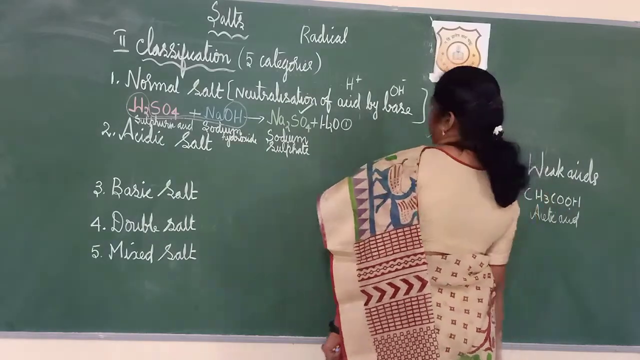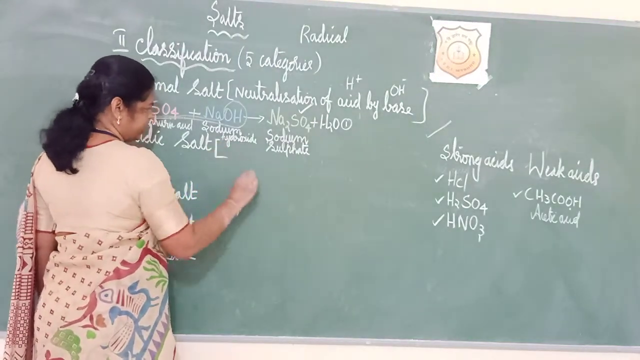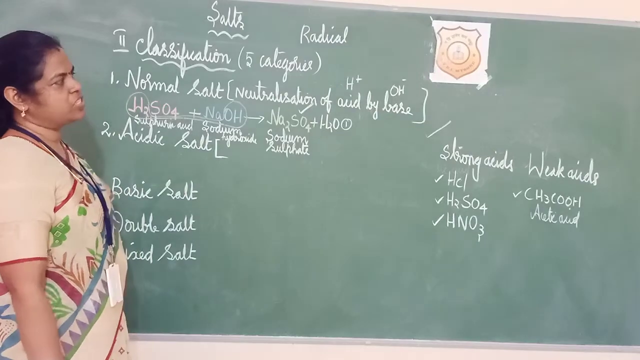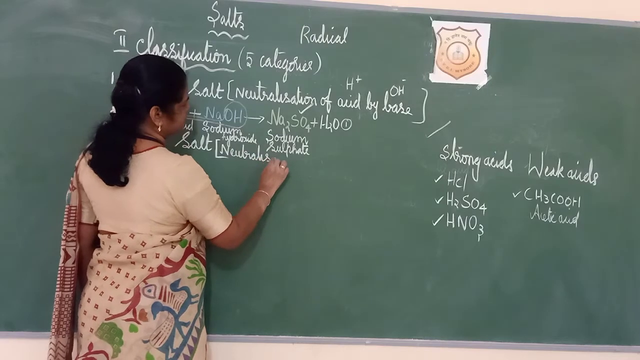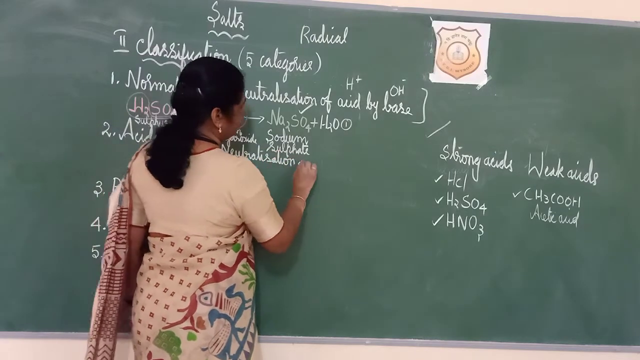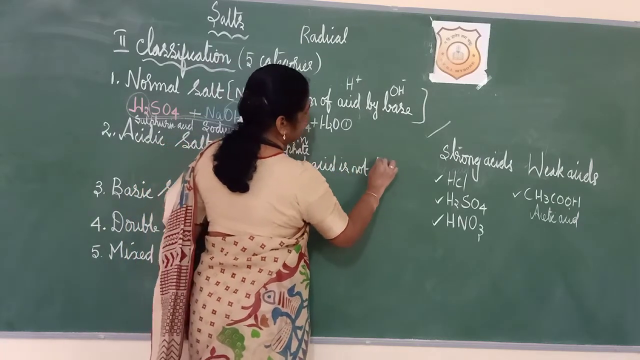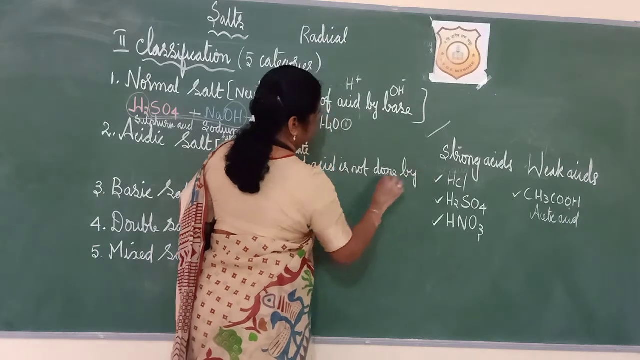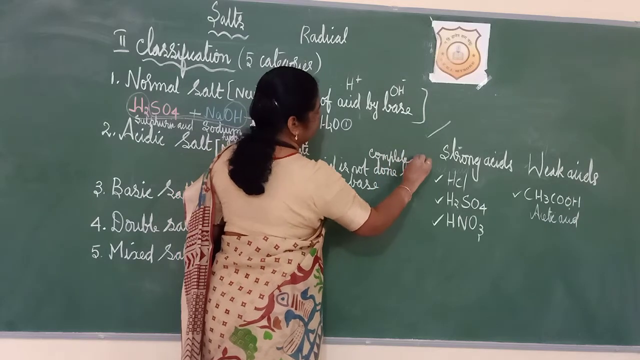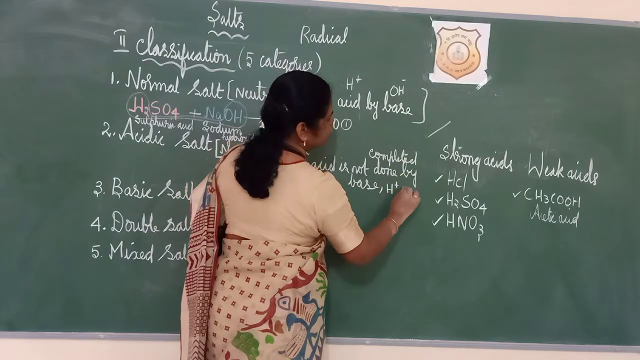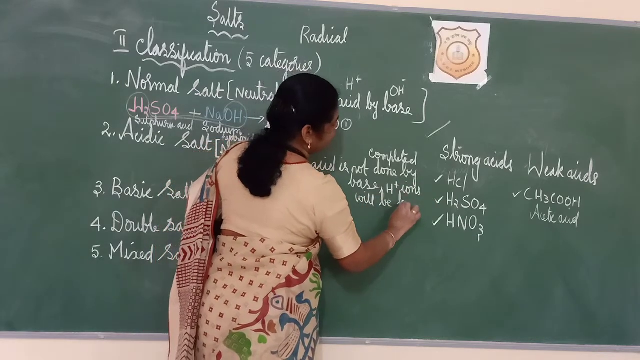Okay. Now acidic salt means neutralization takes place, but what will be left out? H plus will be left out. See here, the neutralization of acid is not done by base, or it's not completed by base, and some H plus ions will be left out. Okay, H plus ions will be left out.